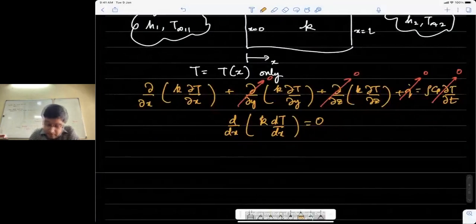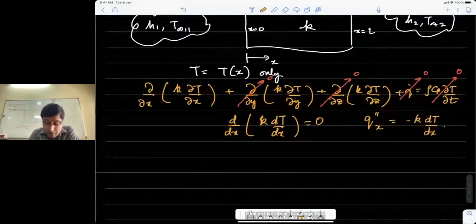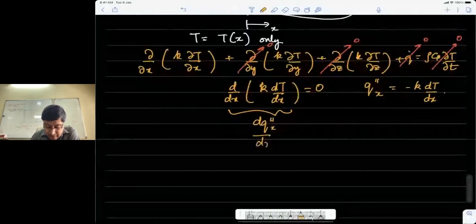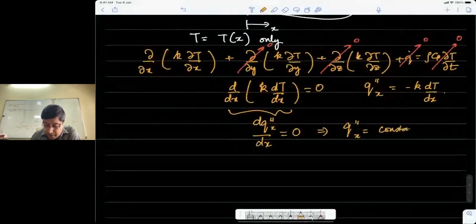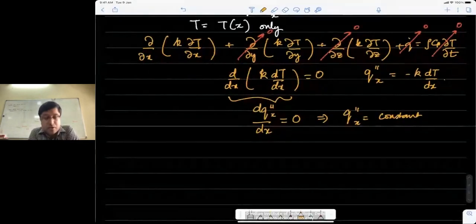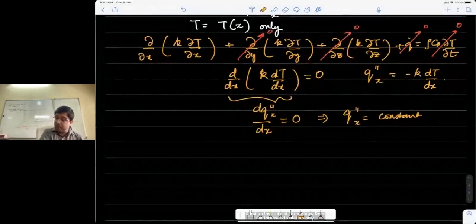Now recall that in Fourier's law, heat flux q double dash x is given as minus k dT dx. So this equation is essentially saying that dq double dash x dx is 0, which means heat flux must be independent of the spatial location. It's the same flux at each location. We don't know the value yet, but it's going to be constant. But we'll use this concept very soon.